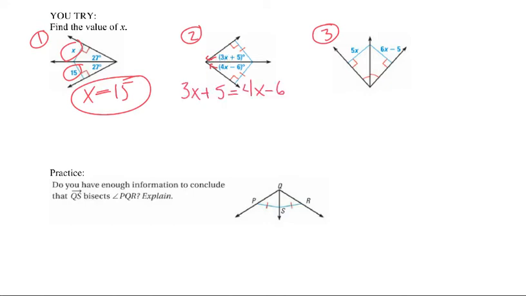So 3x plus 5 equals 4x minus 6. When I solve for x, I can move the 3x to the right. This gives me 5 equals x minus 6. Then I can move my x to the right by adding 6 to both sides. And we get x equals 11.